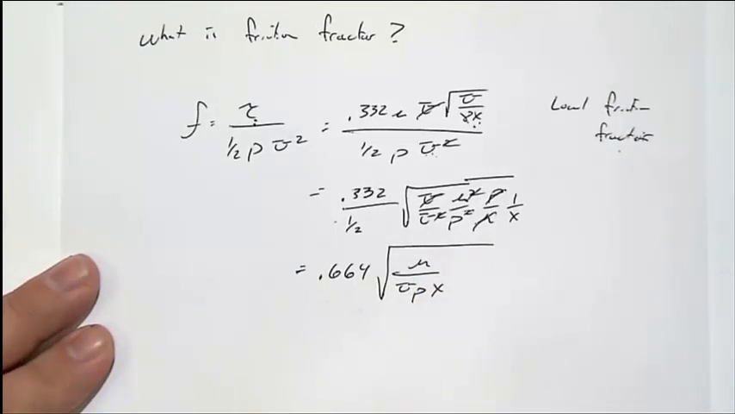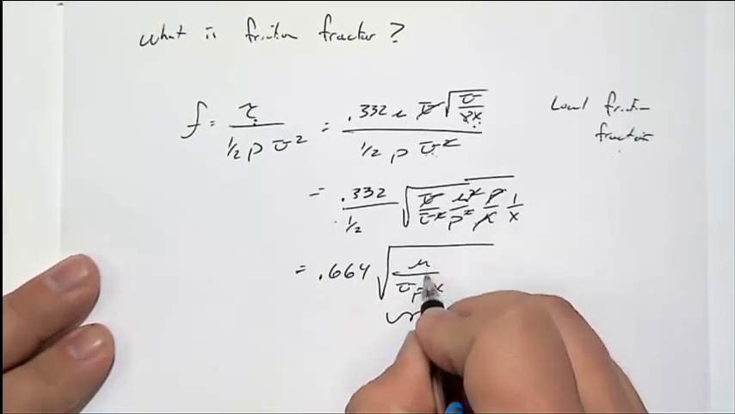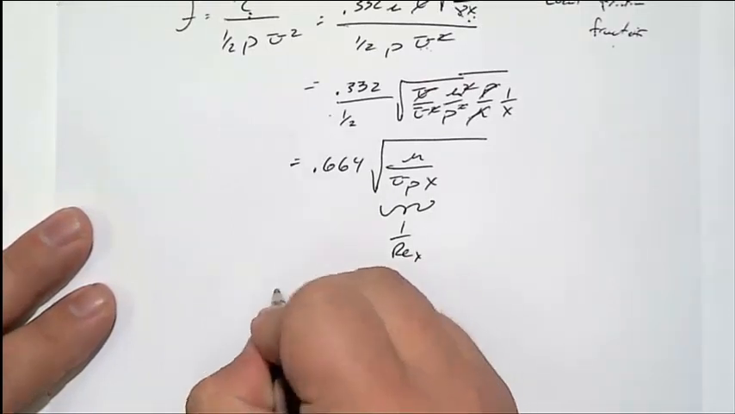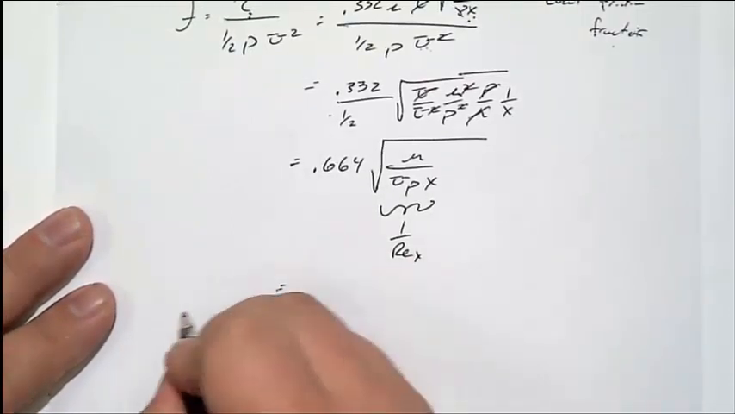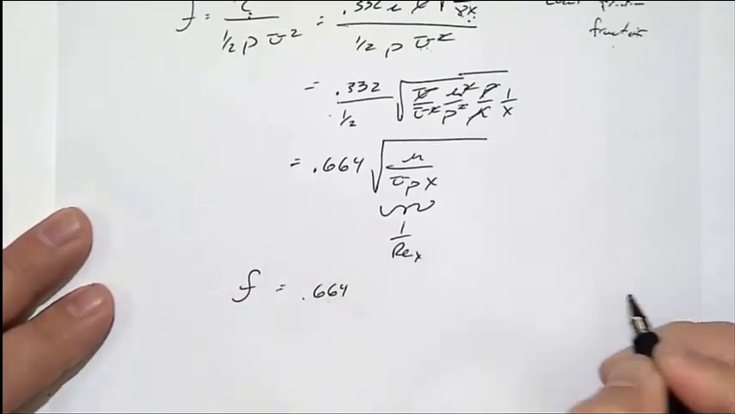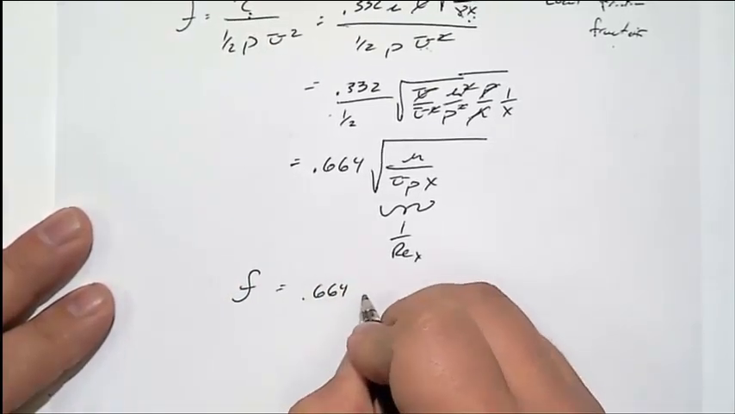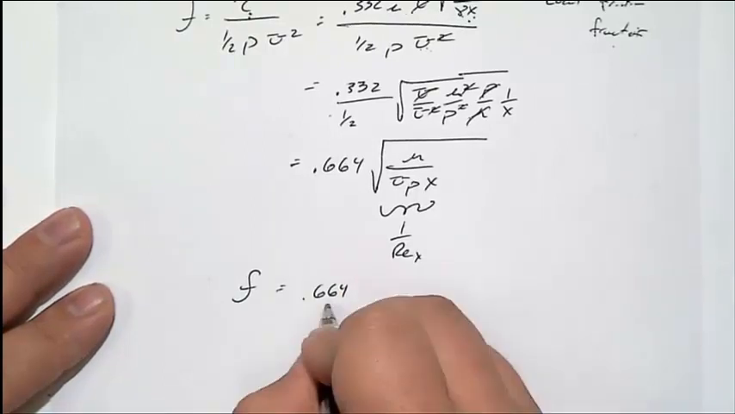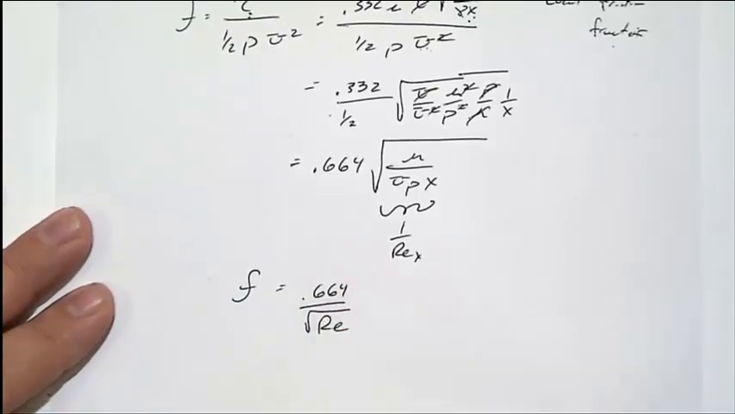and x. And once again, if you look at this, this looks like a Reynolds number. It's actually 1 over the Reynolds number with respect to x. So here, our localized friction factor is 0.664 times 1 over the square root of x.